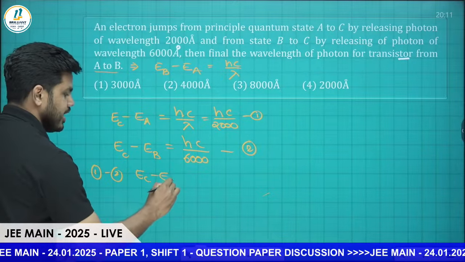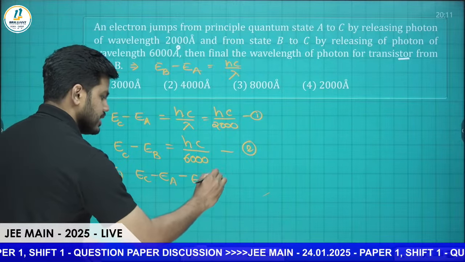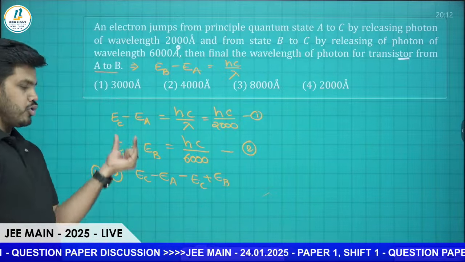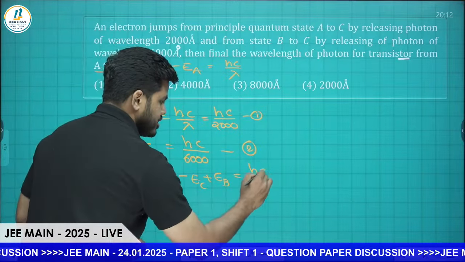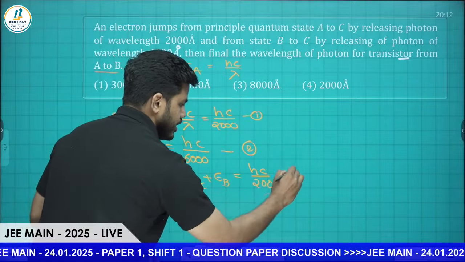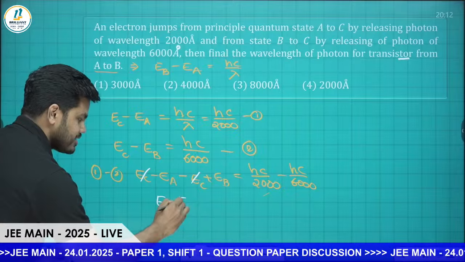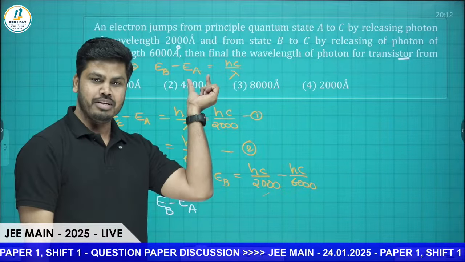EC minus EA, correct? Minus EC plus EB, that will be the LHS altogether, is equal to RHS, which is going to be hc by 2000 minus hc by 6000. That's it. Now look at this. You can cancel this one. EC gets cancelled from this. EB minus EA, we directly get EB minus EA. What is EB minus EA? That is what we are looking for. Correct? EB minus EA. Right.